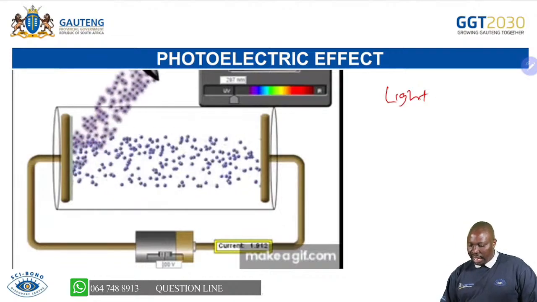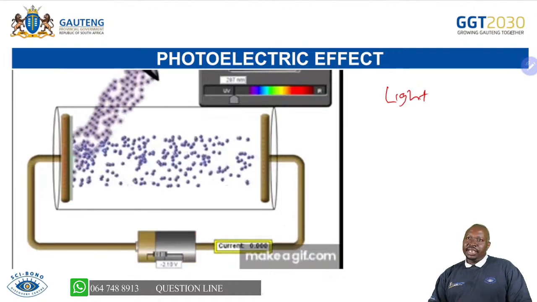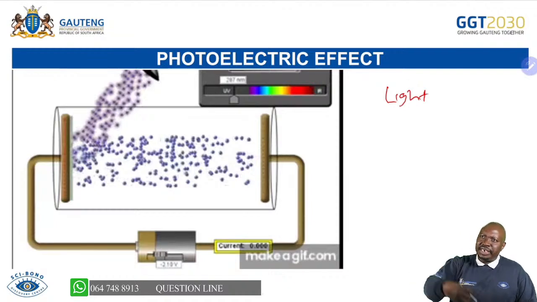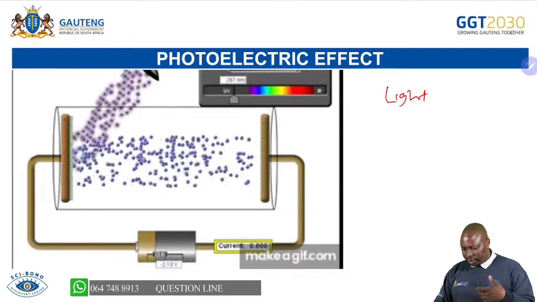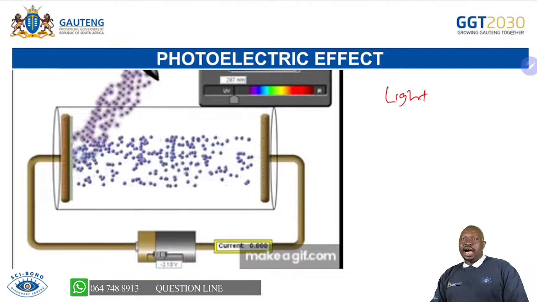When the metal surface is exposed to light, what happens to the electrons? The electrons are being removed from the metal surface. That's what we refer to as the photoelectric effect. So this is an experiment. I'm just using this GIF to show you how the photoelectric effect takes place.